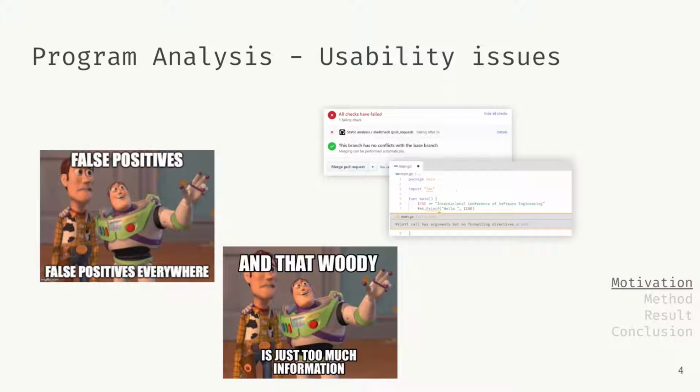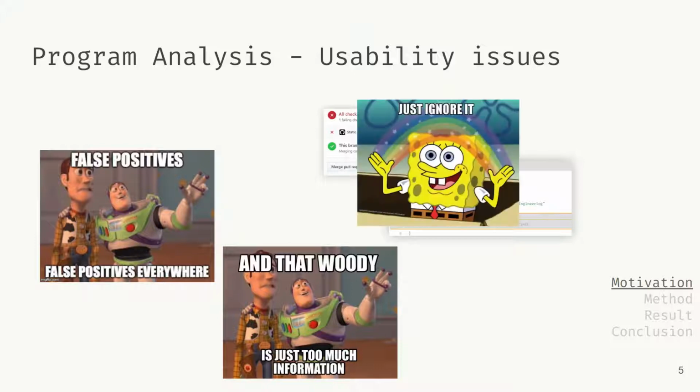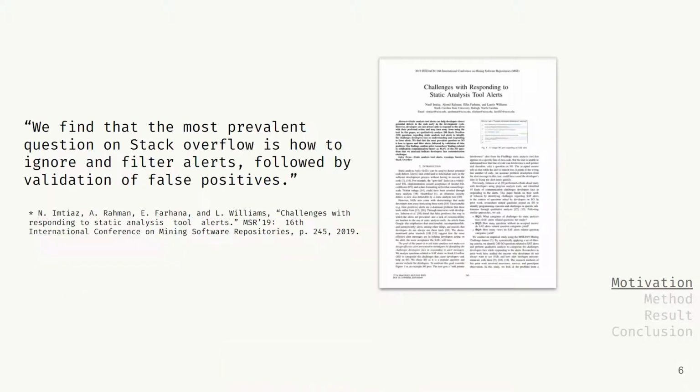Another well-known usability issue is when developers get flooded with results, and the process of filtering out the important ones becomes too time-consuming. So what do we do as developers when this happens? Yeah, we start ignoring the alerts at first, and then eventually we might actually look up how to turn the alerts off. A previous study, which has looked at Stack Overflow questions on program analysis, finds that the two most common categories of questions are how to ignore and filter program analysis alerts, followed by validation of false positives.